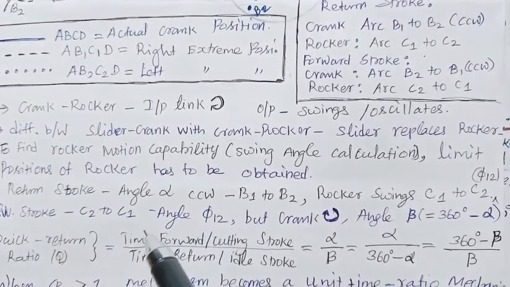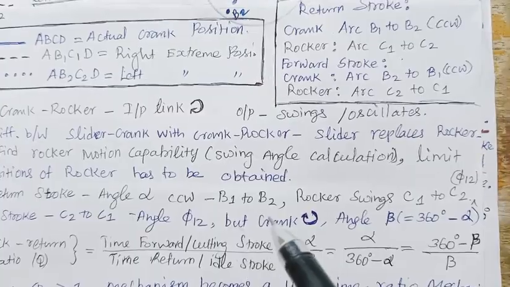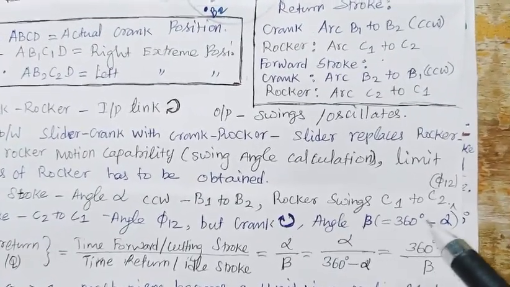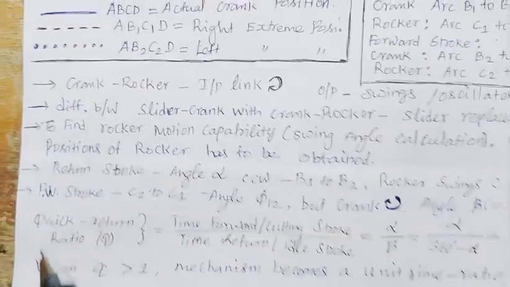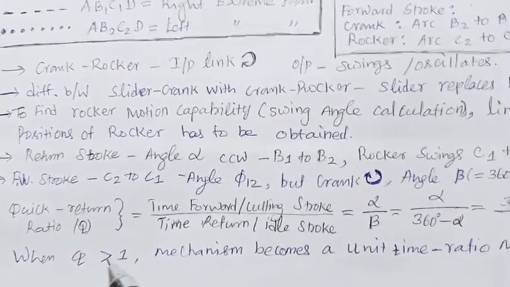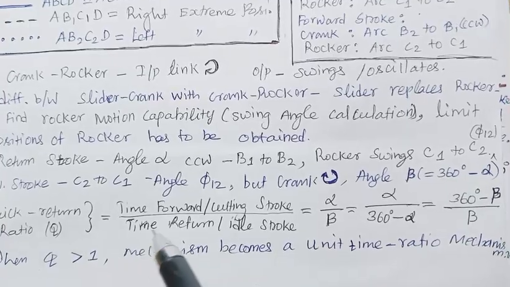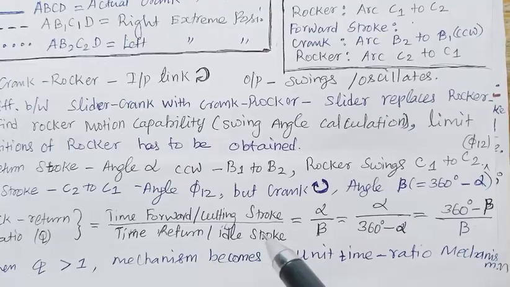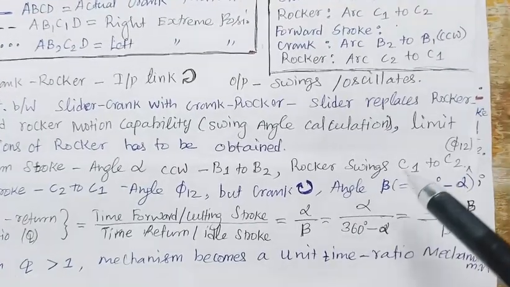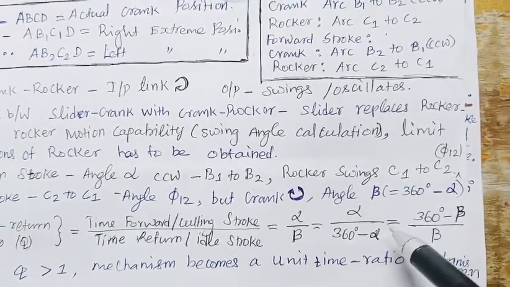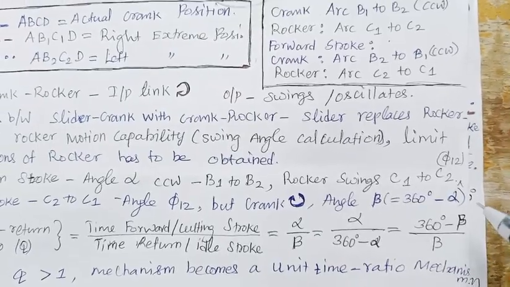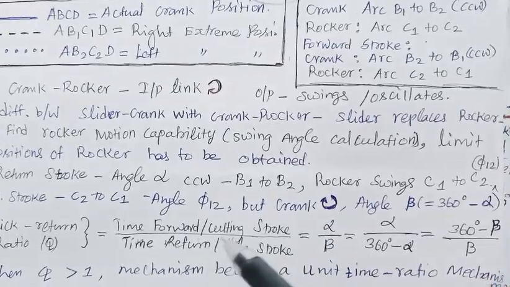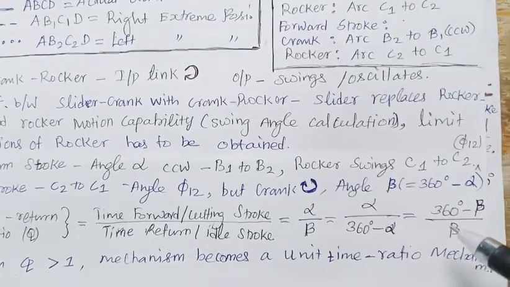The forward stroke C2 to C1, angle phi 1, the crank rotates through angle beta equal to 360 minus alpha. So the quick return time ratio is the time for the forward cutting stroke divided by the time for the return stroke, or idle stroke, equal to alpha by beta, or alpha divided by 360 minus alpha, again 360 degree minus beta divided by beta. So this is the time for the forward cutting stroke and return stroke.